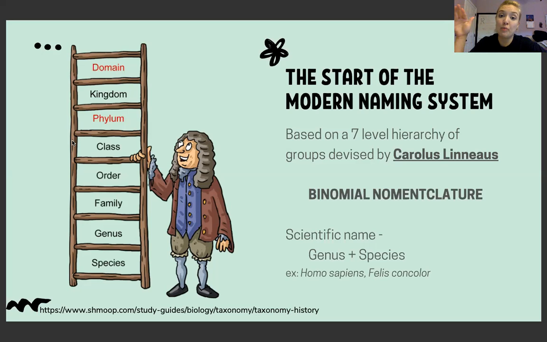And it's domain, kingdom, phylum, class, order, family, genus, species. I would pause the video right here and copy those all down because those are going to be really important for us to remember. There are 3 domains: Archaeobacteria, Eubacteria, and Eukarya. We are going to be in domain Eukarya.